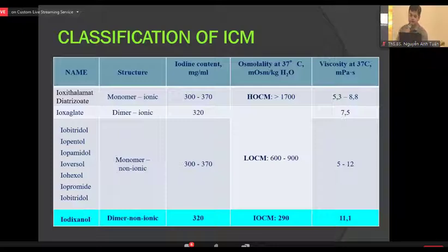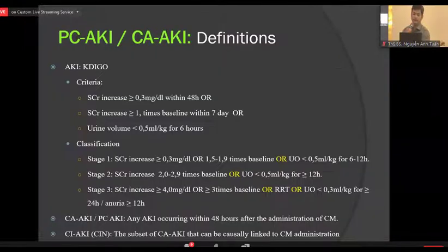Thuốc tương phản áp lực thẩm thấu cao thì người ta bỏ hết rồi, chúng ta không sử dụng nữa. Thứ hai là nhóm ionic chúng ta cũng đã bỏ hết rồi, không sử dụng nữa. Do đó hiện tại chúng ta chỉ còn nhóm non-ionic. Non-ionic trong đó sẽ có hai loại là áp lực thẩm thấu thấp và đồng áp lực thẩm thấu. Ví dụ áp lực thẩm thấu thấp như Omnipaque chẳng hạn, và đồng áp lực thẩm thấu là Visipaque.